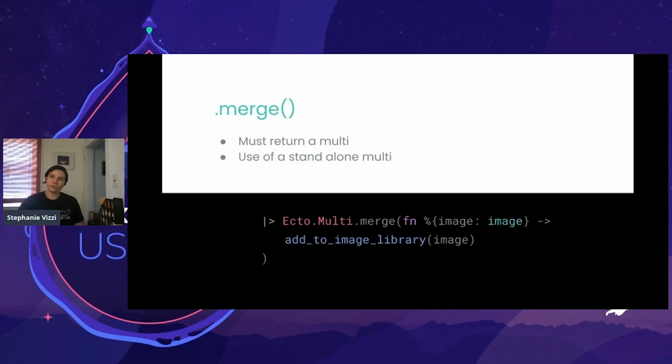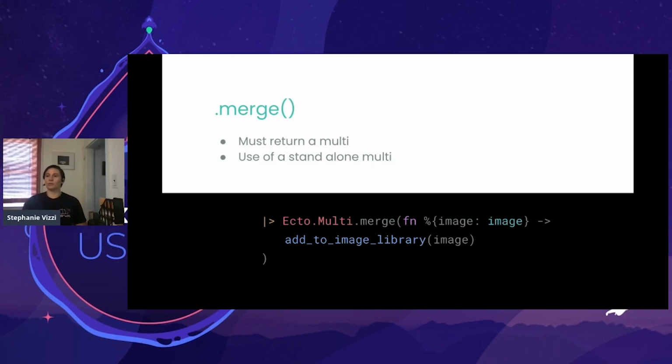Merge is the next one we're going to look at. So this one must return a multi. A lot of times I use it to make use of another multi elsewhere in my app. So something that's standalone that does some functionality on its own somewhere. Now I want to incorporate it into a larger process.